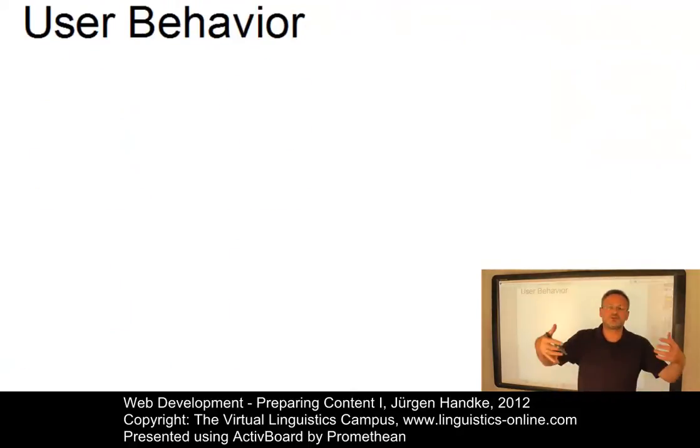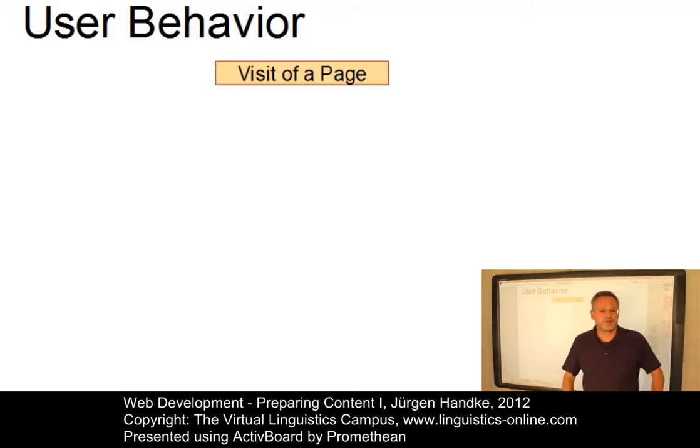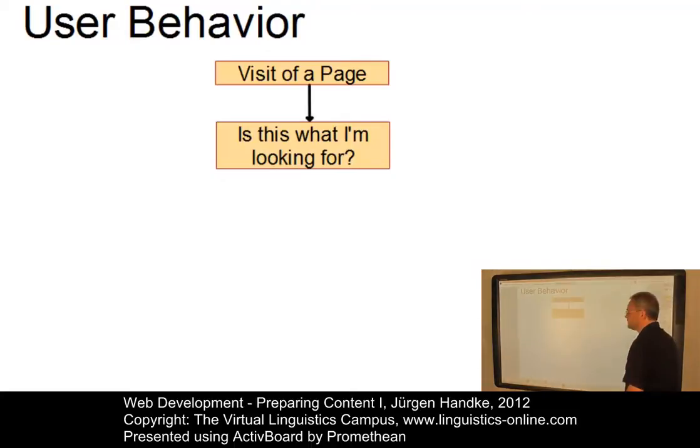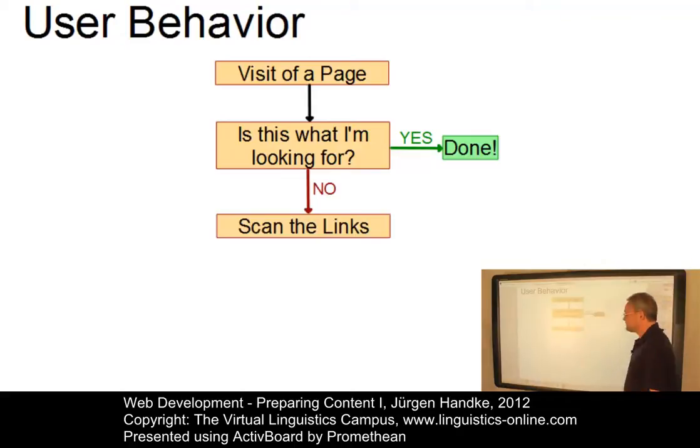In a simplified user behavior diagram, we can see the most likely way users follow when visiting a web page. When they visit a web page, they want to find out first whether this is the site they were looking for. Well, and if that's the case, they're done. However, in many cases, this is not the case. So, if this does not apply, what happens next?